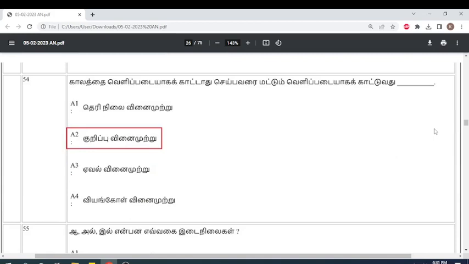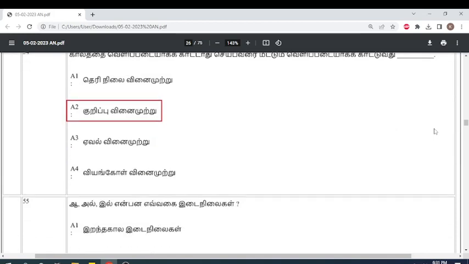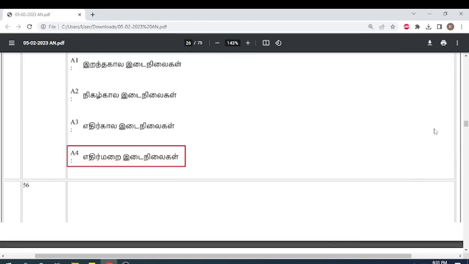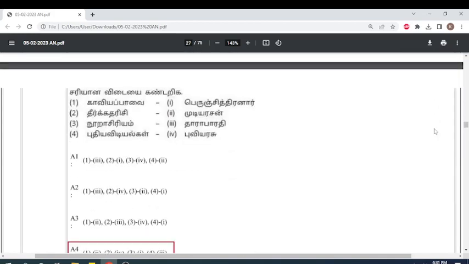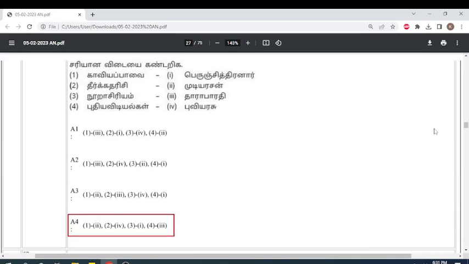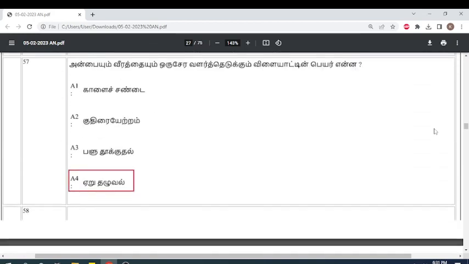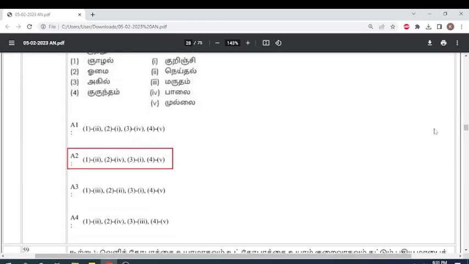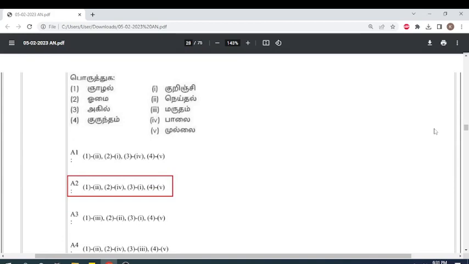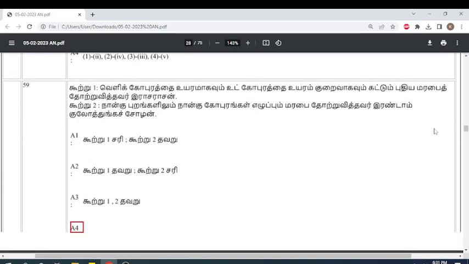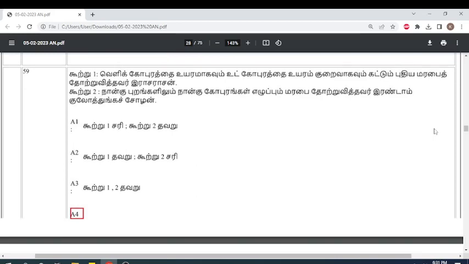54 question kana answer A2. 55 question kana answer A4. 56 question kana answer A4. 57 question kana answer A4. 58 question kana answer A2. 59 question answer A4.